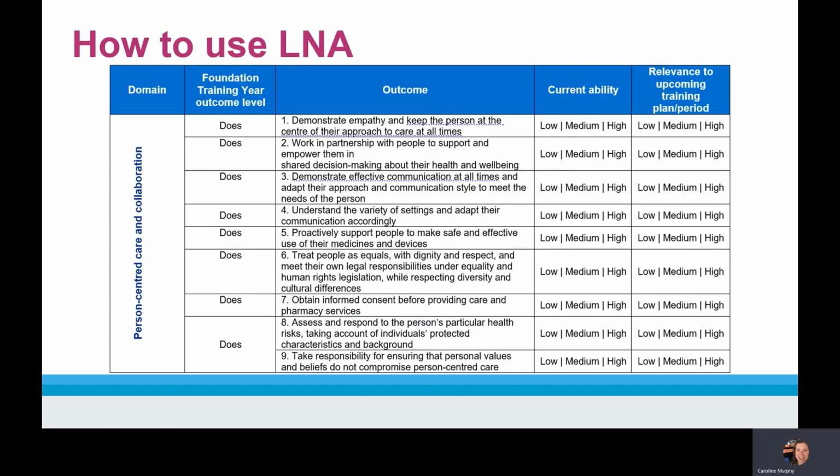So let's look at an example. For learning outcome 7, obtain informed consent before providing care and pharmacy services, the trainee may rate themselves as low as they have not provided pharmacy services before. However, for learning outcome 6, treat people as equals with dignity and respect, they may rate themselves as high, as they have done equality and diversity training and also shown this on every day of their training so far.